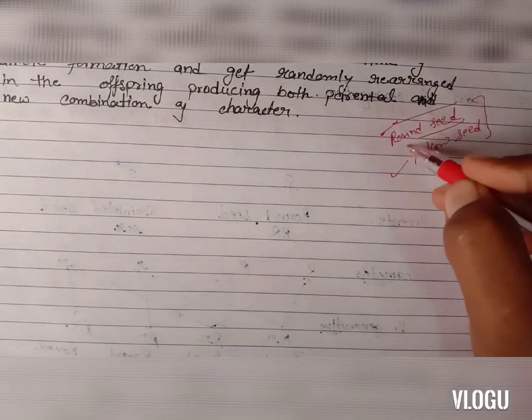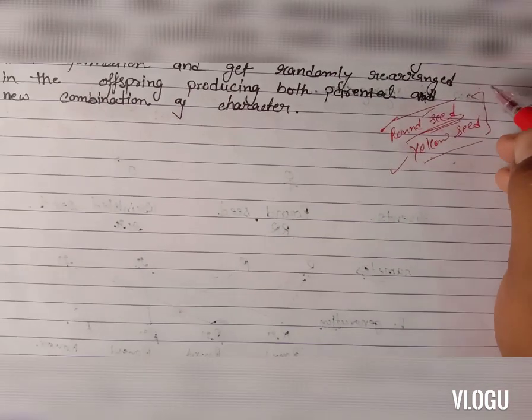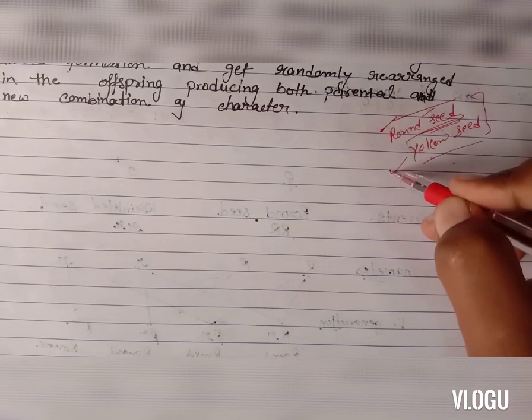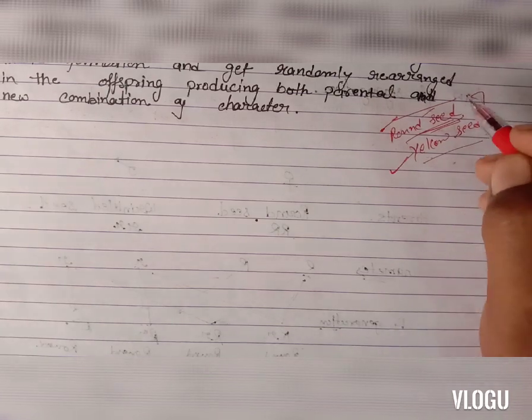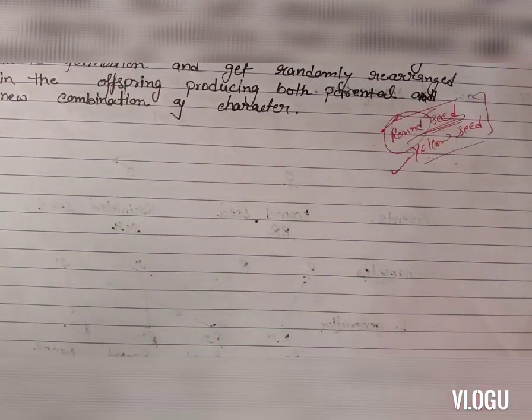Now there are two characters. The factors of these two characters separate out independently of each other. Like the factor for round seed segregates independently, and the factor for yellow seed also segregates, and they come to the offspring independently of the second character. There is no influence between the two traits, between the factors of more than one trait.